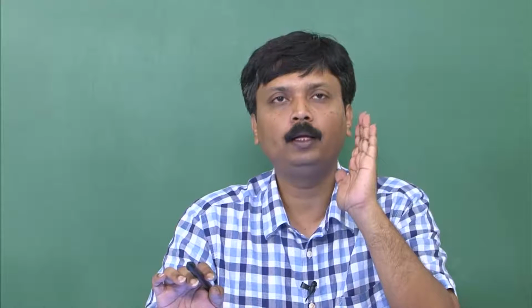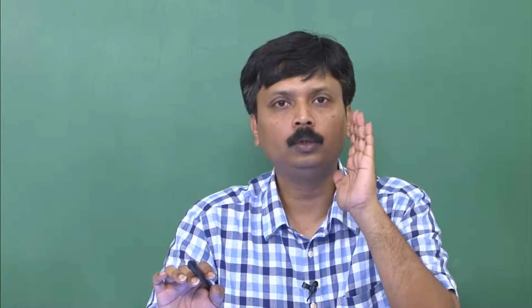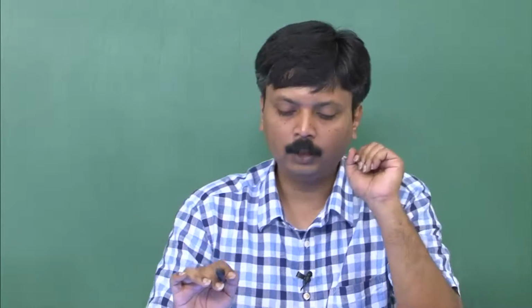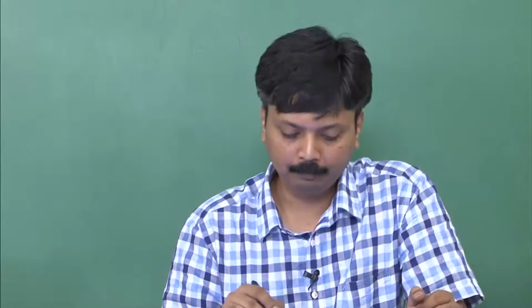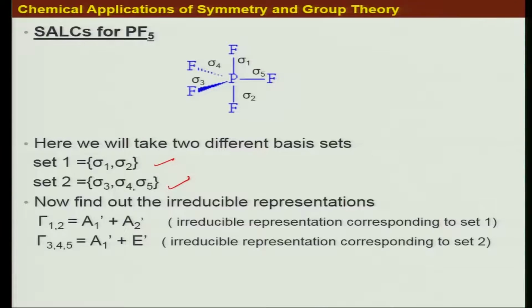This shows an example where you have to be careful when you want to choose the basis set and then do the rest of the work. So here we take the sigma bonds as my basis functions, true, but altogether I will not form the basis set as sigma 1 to sigma 5. Rather what I will do, the sigma 1 and sigma 2, which correspond to these axial PF bonds, I will form a basis set out of these two, while the rest three sigma bonds in the equatorial plane, I will form a separate set and use them as another basis set. So I got set 1 and set 2.